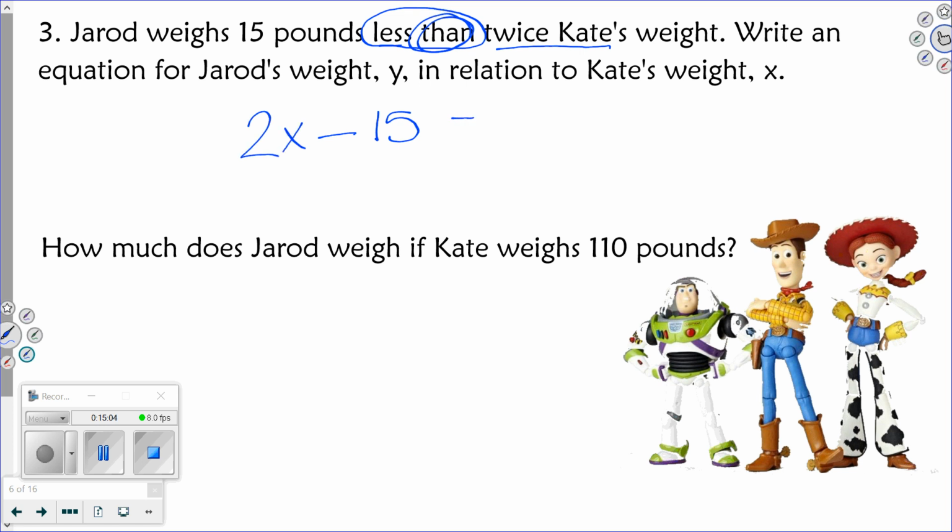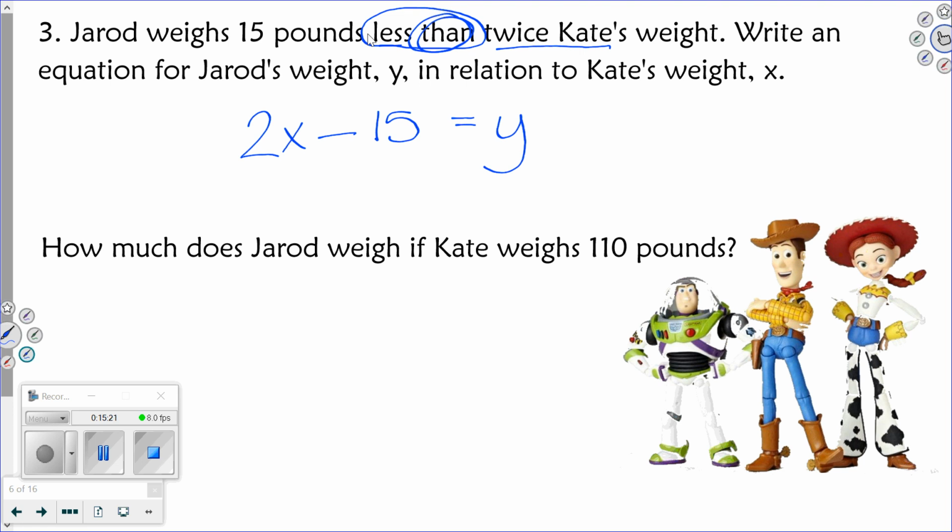And then that should equal Y. Jared's weight is Y. So double check before we move any further. I'll make sure we're okay on where this equation came from, because again, I care more that you can write that equation than you can answer that question. Okay? All right, so again, Jared's weight was Y.